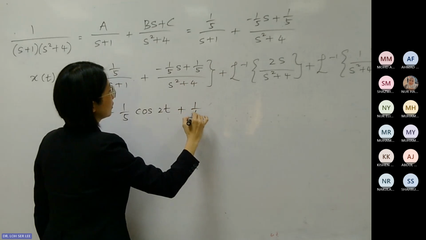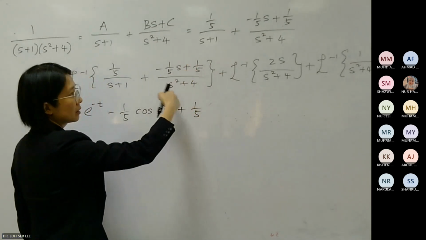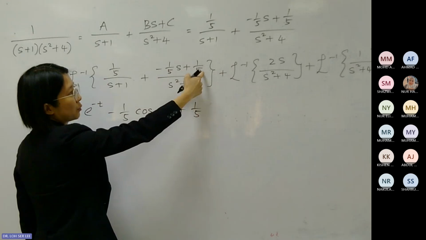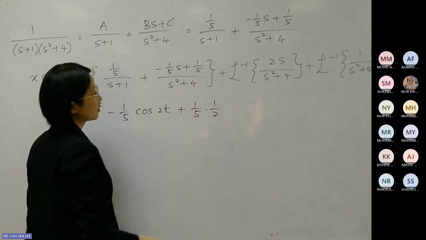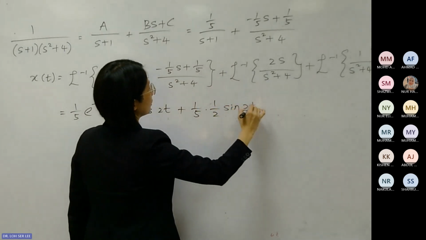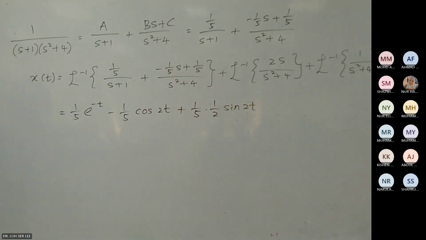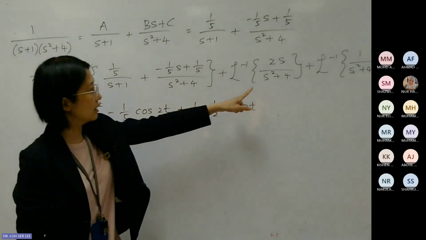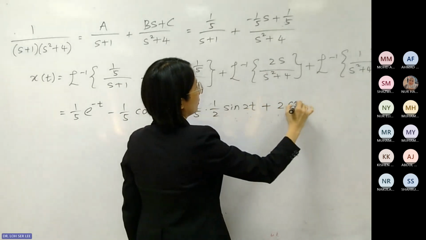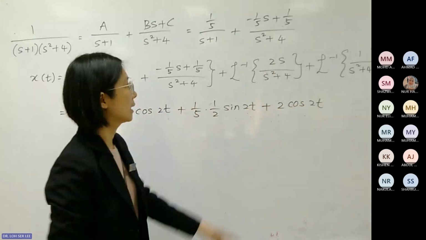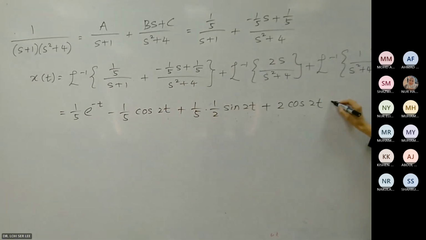Take out the 1 over 5, sine 2t. We need a value here. What's the value? 2. We need a 2, which means outside 1 over 2. 1 over 2, then only sine 2t. Then here, plus 2 cos 2t. And this one, we need a 2 here. 1 over 2, 1 over 2 sine 2t.